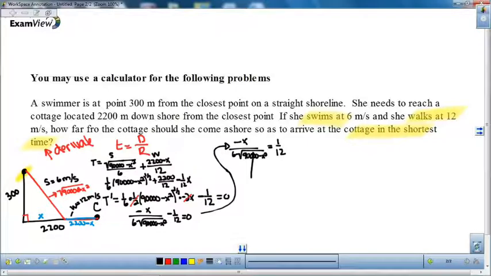I don't know if you noticed at this point that my distance for her swimming is wrong. Notice that I put 90,000 minus x squared, but when I was using the Pythagorean theorem, it's x squared plus 300 squared. So that should be a positive. That means all of those should be positive. So when I take the derivative, it's going to be a positive 2x, not a negative 2x.